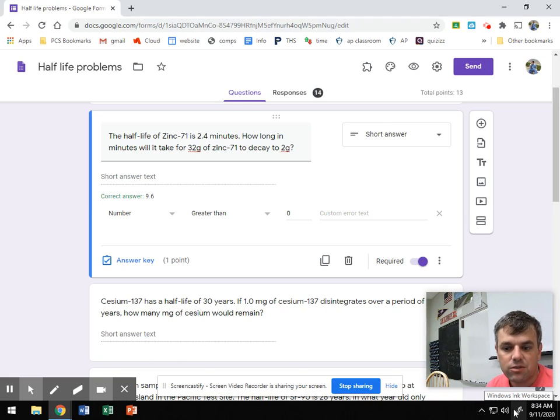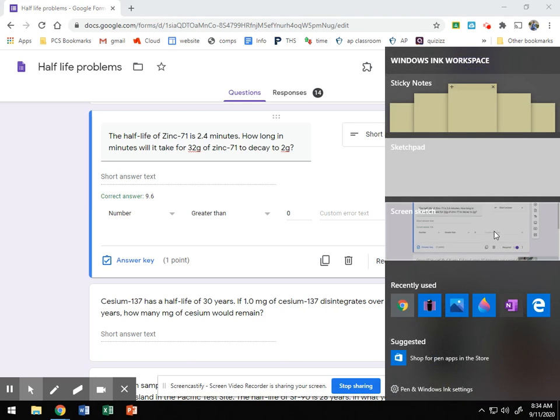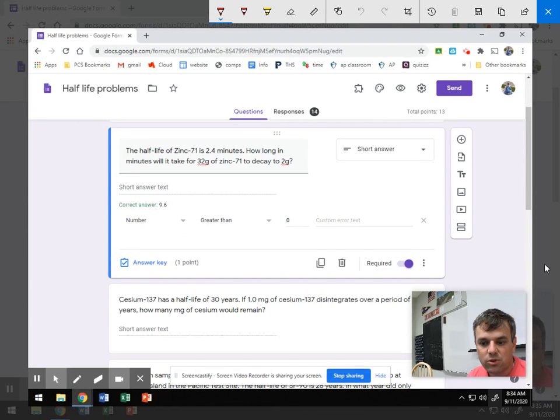For instance, the first problem says the half-life of zinc is 2.4 minutes. How long will it take for 32 grams to decay to 2.4 grams? So we're going to make an amount versus time chart. If we are starting with 32 grams, that's at time 0.